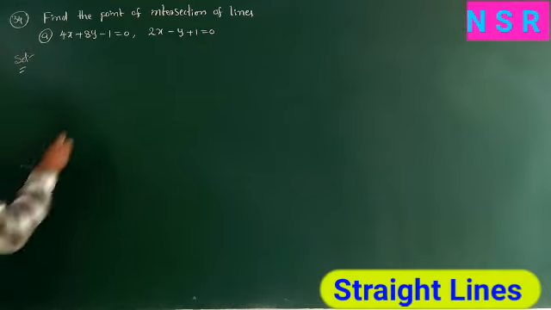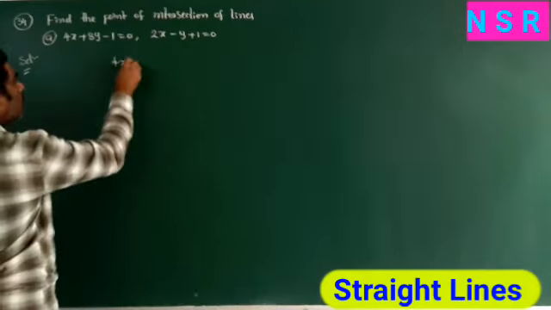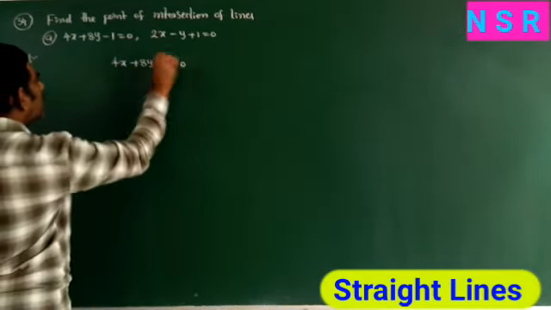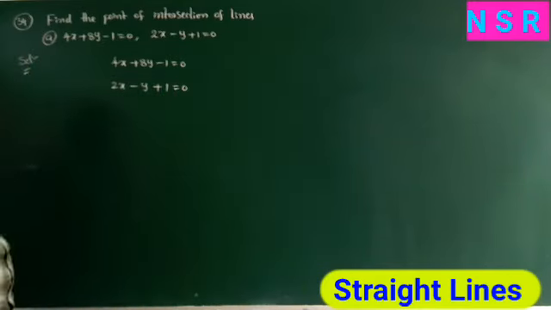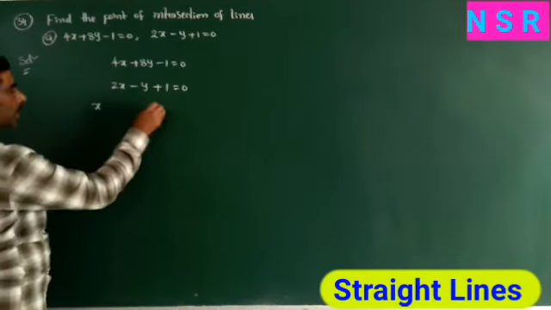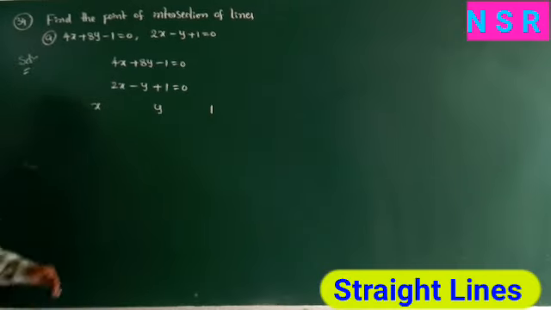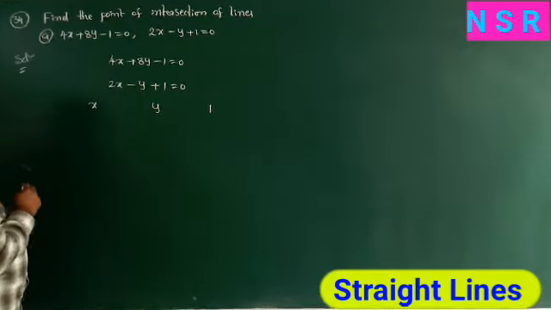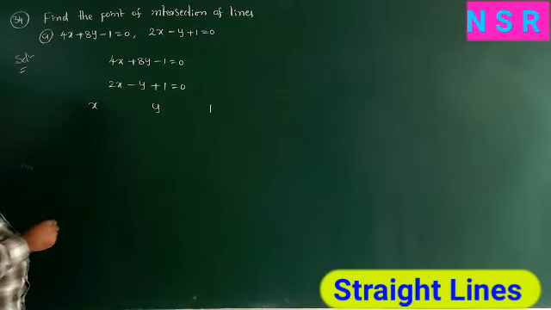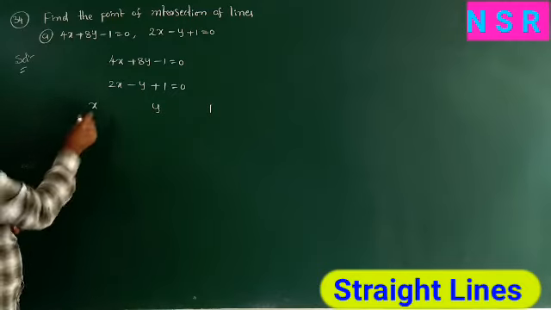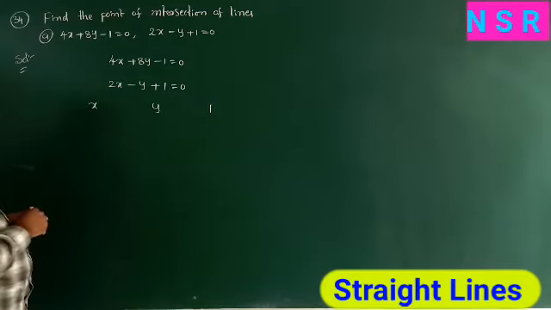So listen carefully. Here given two equations: 4x plus 8y minus 1 equal to 0, 2x minus y plus 1 equal to 0. Here two variables and one constant are there. So take it as two variables x, y, and 1. This is a method, listen and remember it. After writing the equations, write here x, y, 1. Why? Because the equations are in the form of x, y coefficients. So write here x, y and constant 1.